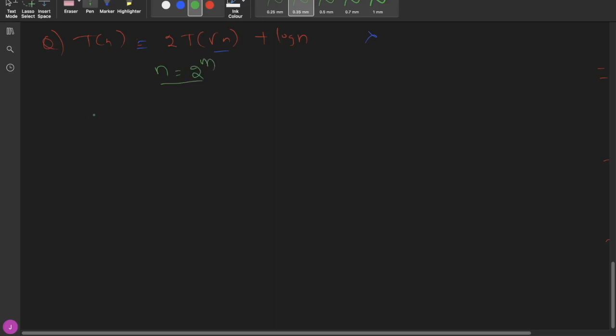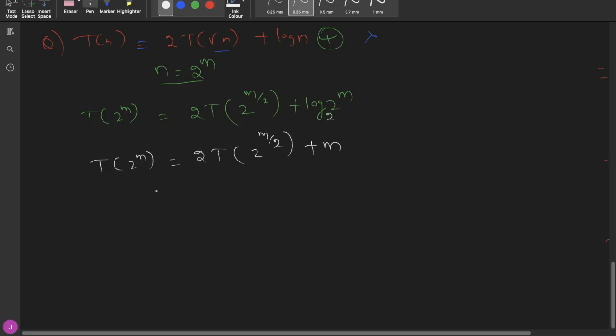After substituting this value, I am getting t of 2 power m equals 2t of 2 power m by 2 plus log 2 power m. I have substituted the value of n in this equation 1. I have to first normalize it. So I am getting 2t of 2 power m by 2 plus m here. Again I have to substitute a new value. I have to substitute t of 2 power m as s of m. Now after substituting it, I am getting s of m equals 2s of m by 2 plus m here.